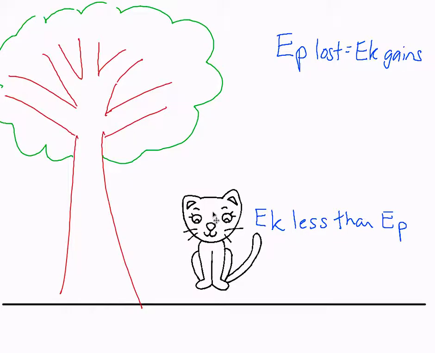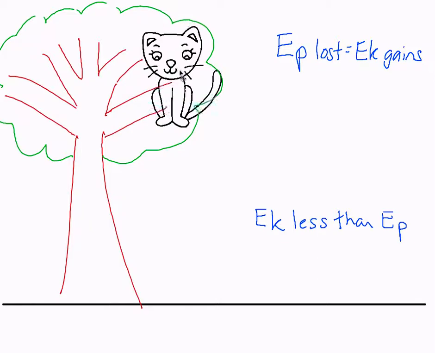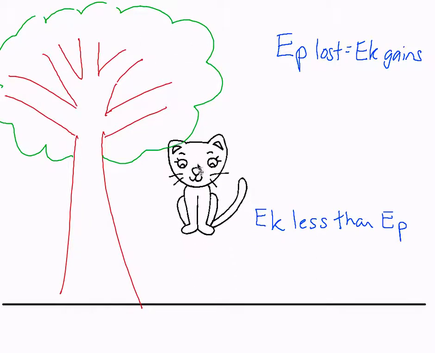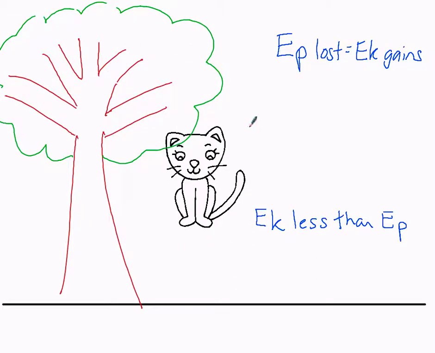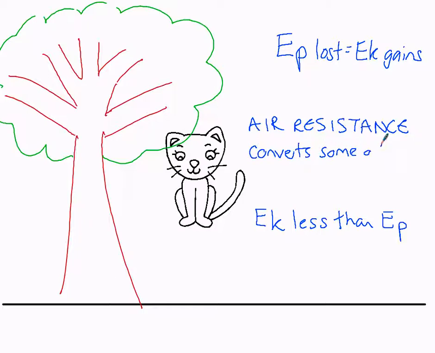And so as the cat's falling in the real world, it's falling through air. So we have air resistance, don't we? And what the air resistance does, obviously, it's going to slow the cat down slightly as it falls. And what it does, it converts some of the EK to another kind of energy, heat energy. Right?